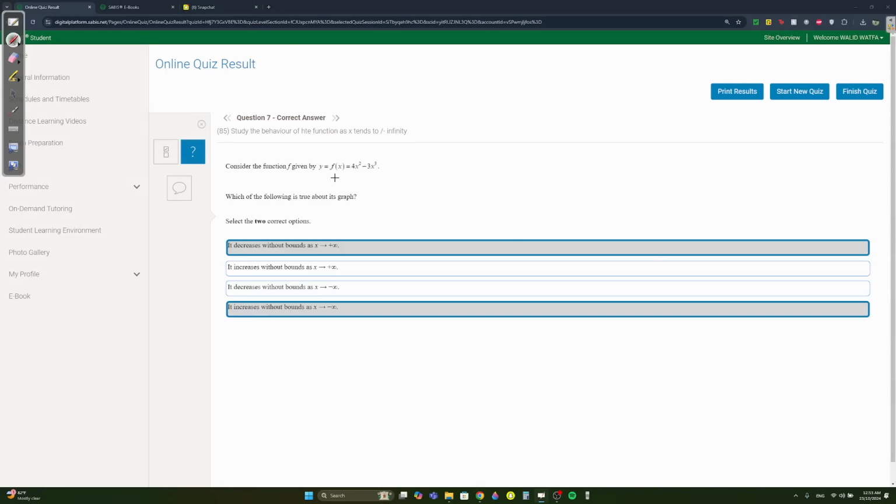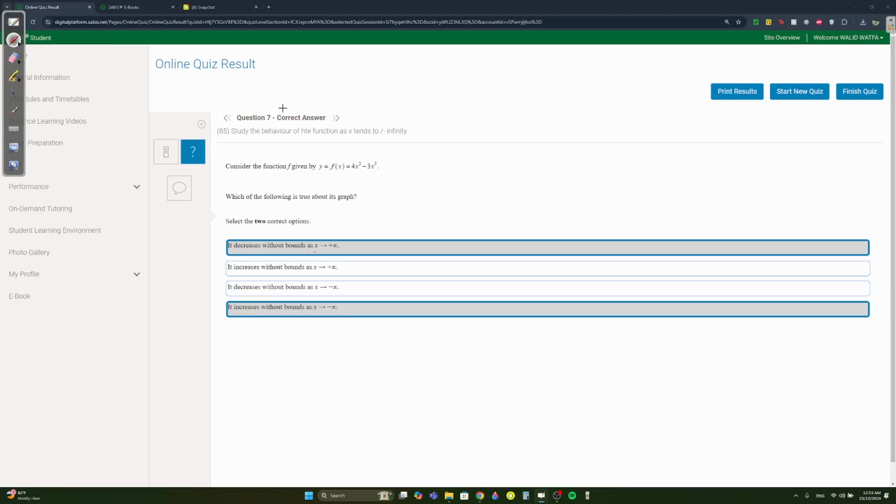Question 7. Consider the function this. Which of the following is true about the graph? Okay, it decreases without bounds as x approaches. So here, basically they're trying to tell you, study the sign of y as x approaches positive infinity, as x approaches negative infinity.